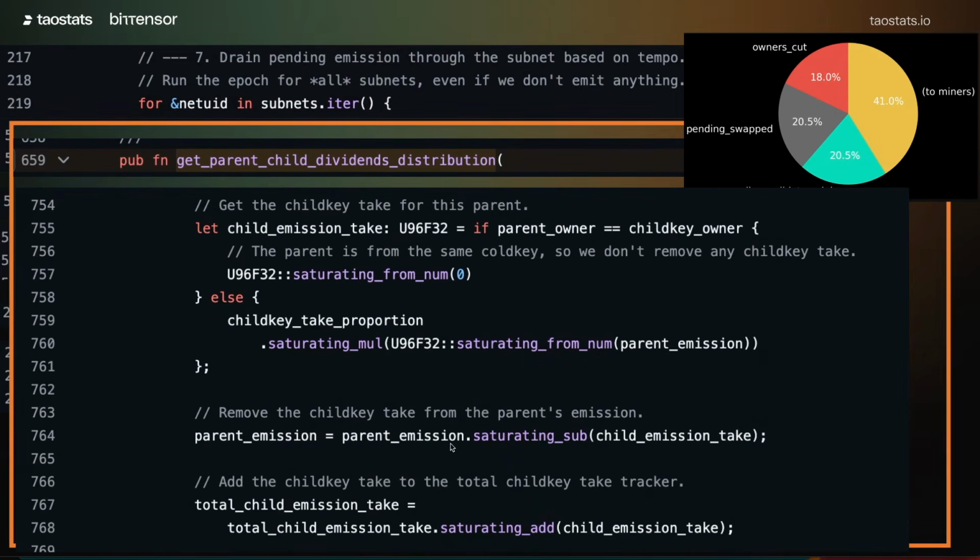So for each parent's emission, we need to update that. The parent emission minus the amount of take becomes the new parent emission. And we start summing up the child hotkey take here by just adding in that for each one of the parents.